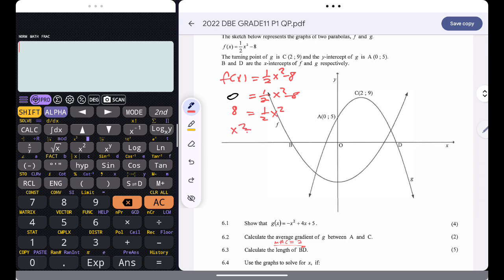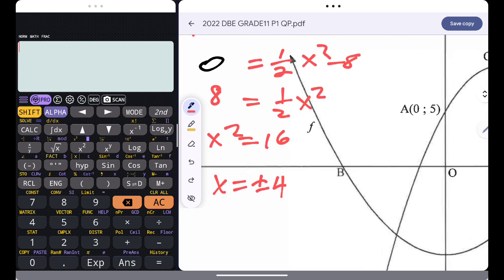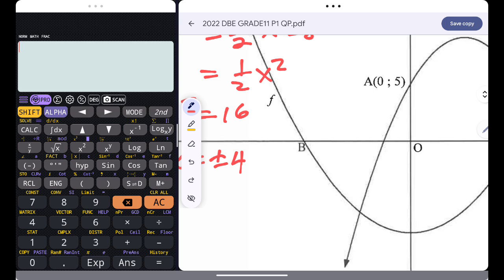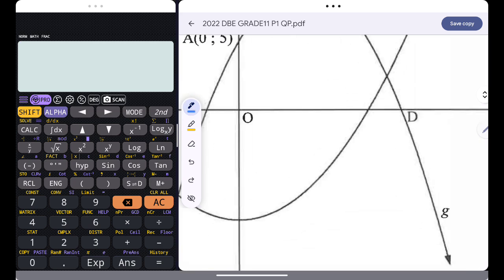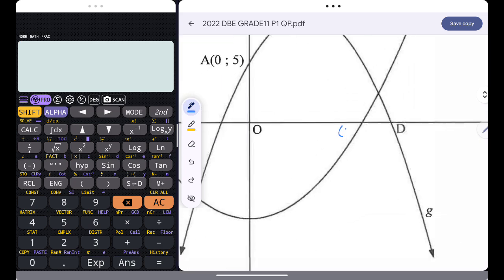Then x squared is just equal to 16. Then take the square root on both sides. Then x is plus or minus 4. So for the graph of f, it simply means that I have negative 4 and 0, and then on the other side I have 4 and 0.